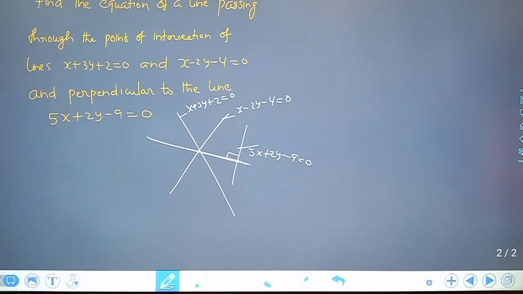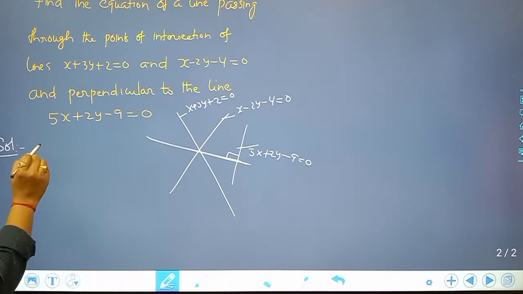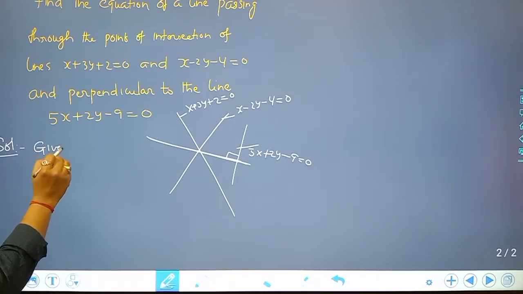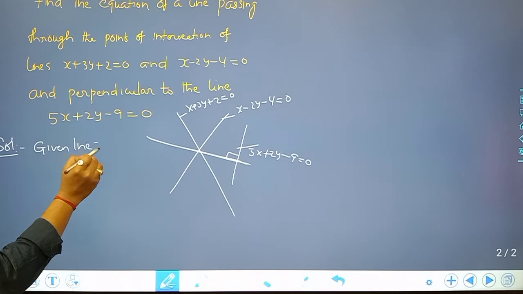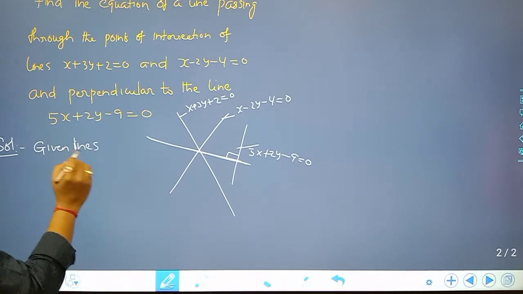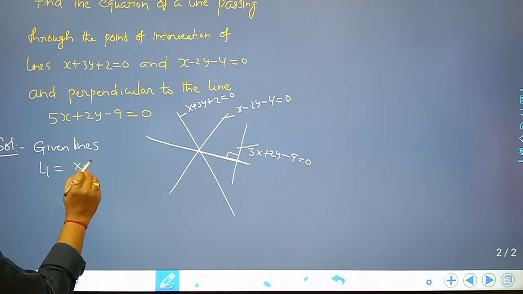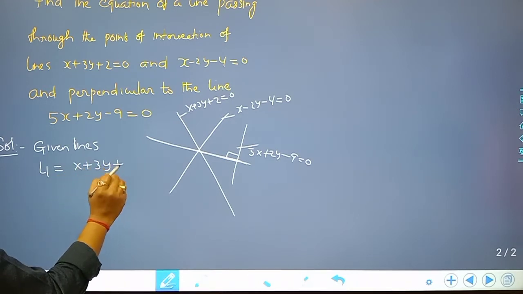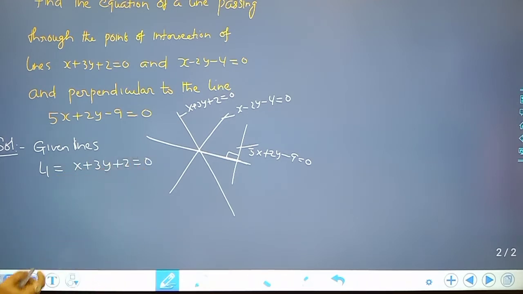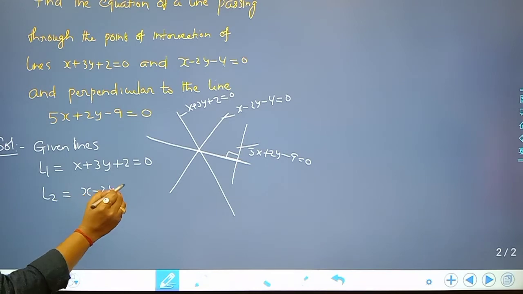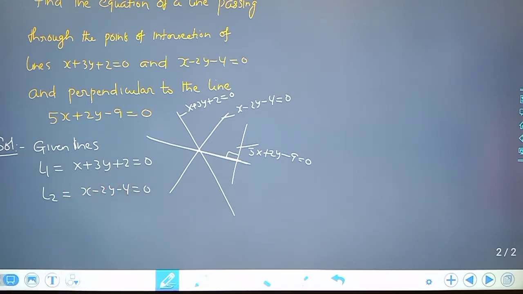Okay. Just now you are going to discuss in the class, the solution. Given lines: L1 is equal to, what is the formula? First line is x plus 3y plus 2 is equal to 0 and L2 is x minus 2y minus 4 is equal to 0.